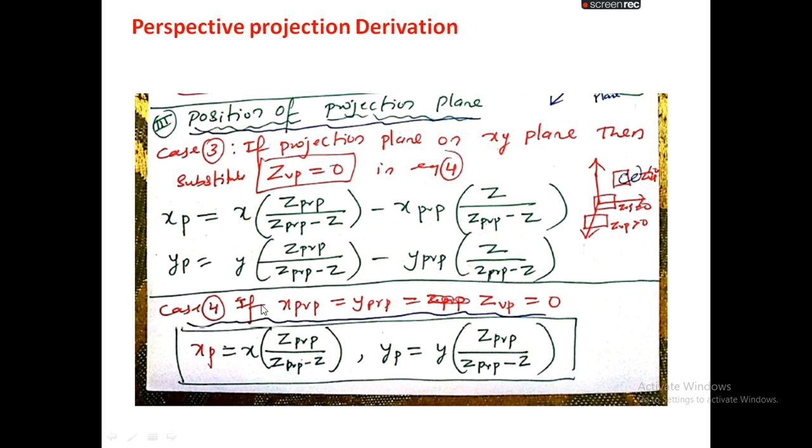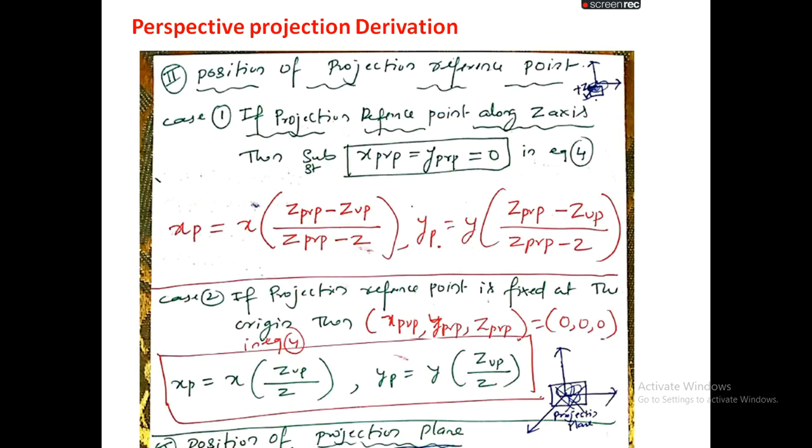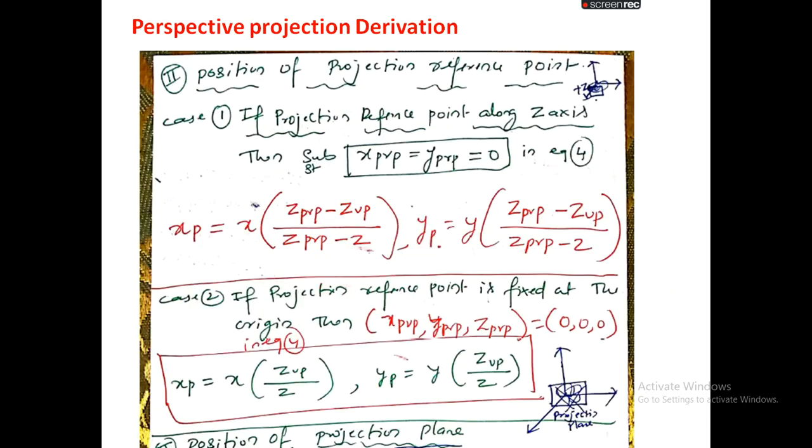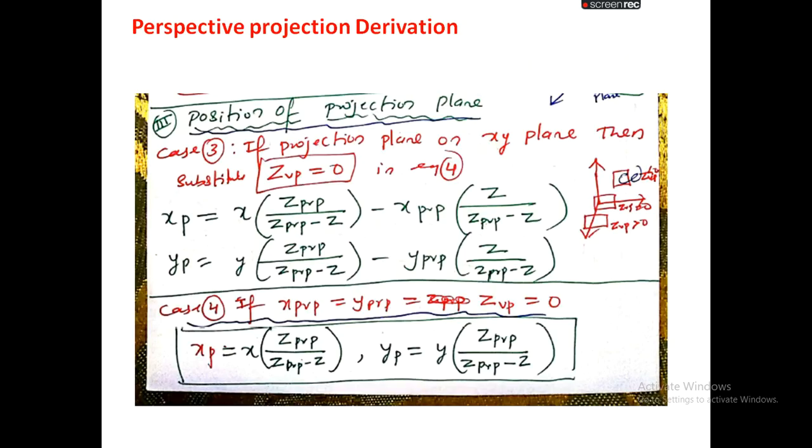Case 4 says that if all three coordinates are 0, it means the projection plane is placed at the origin. Then x projection reference point is also 0, y is also 0, zvp also 0. Then this is the final equation. We get xp and yp like this. Now these are the three derivations we need to derive.